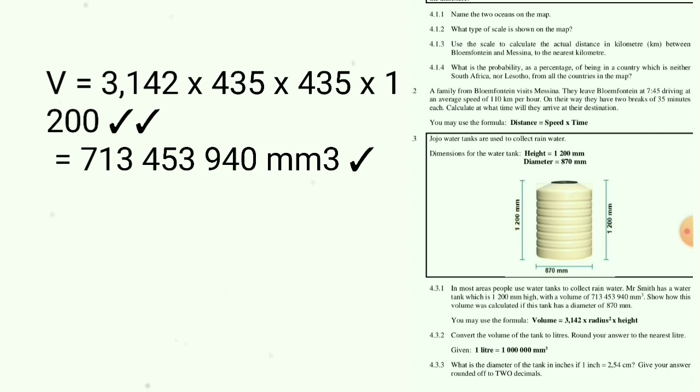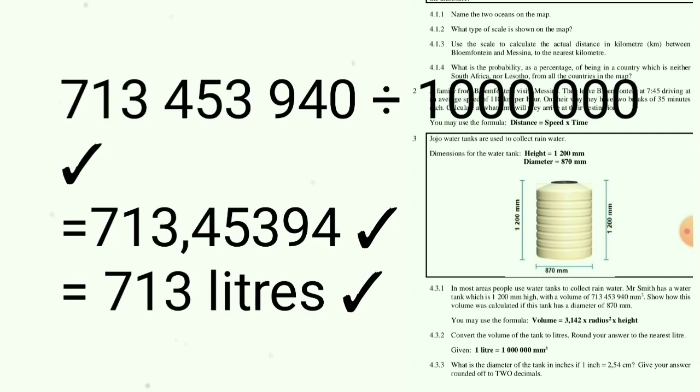4.3.2, convert the volume of the tank to liters. Round your answer to the nearest liter, given 1 liter equals 1 million. We simply put 713,453,940 divided by 1 million, which is 713 liters. This is very simple.